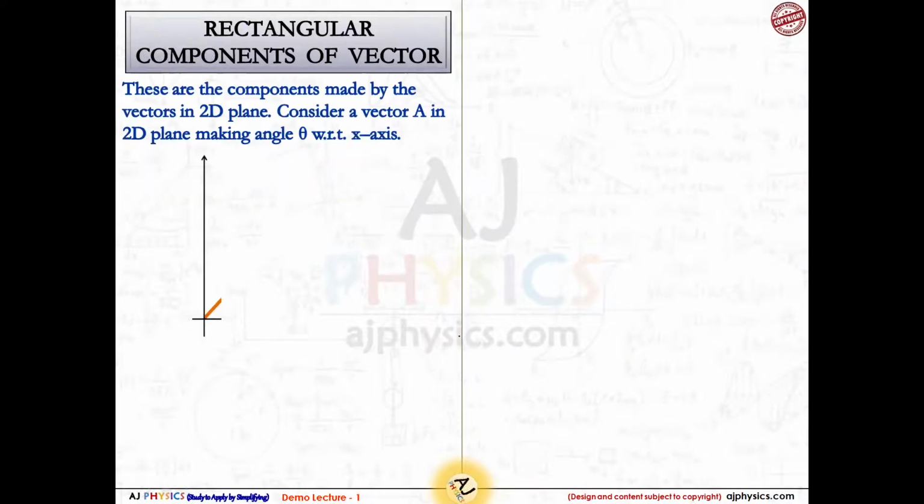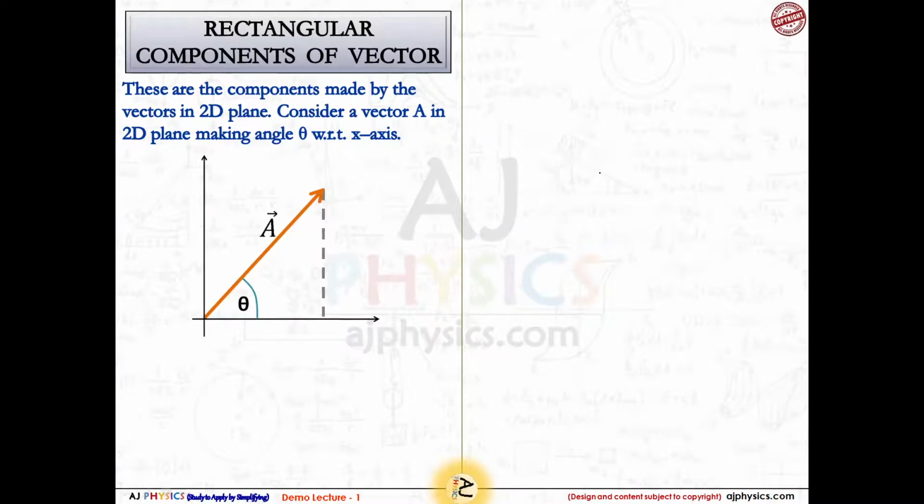Alright. Now let's go for one more important thing, which is the rectangular components of a vector. As I've already discussed with you, you can consider a vector in 2D or maybe in 3D. So rectangle is generally a 2D figure. So how we are going to discuss these rectangular components? This is basically known as the components of a vector. Fine. So it's very simple.